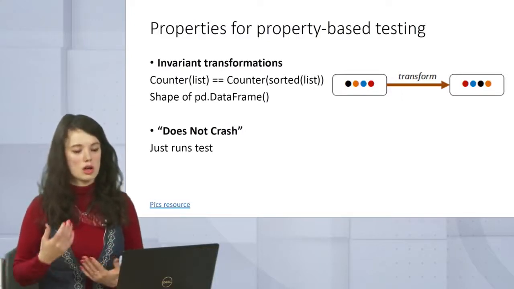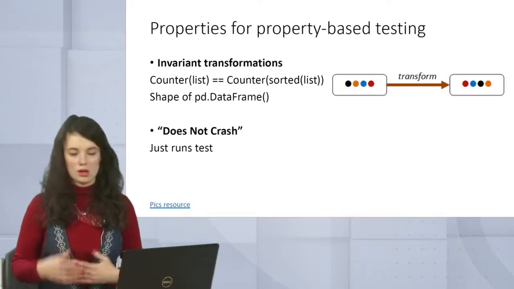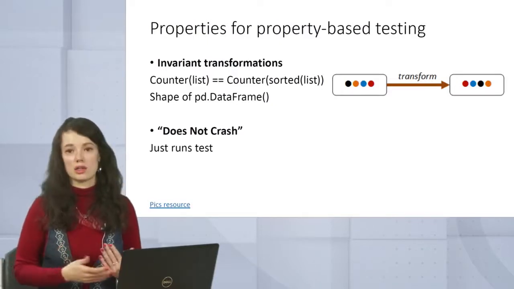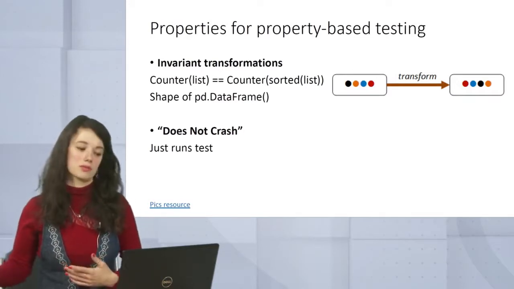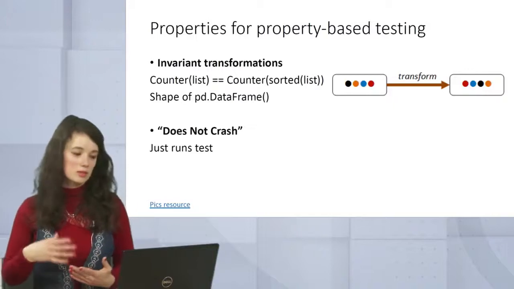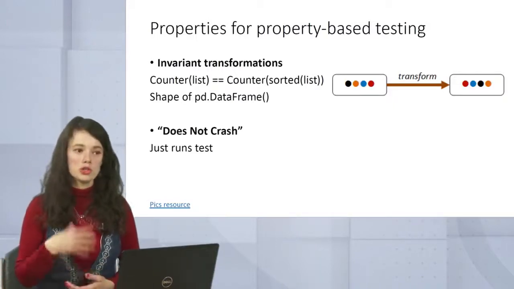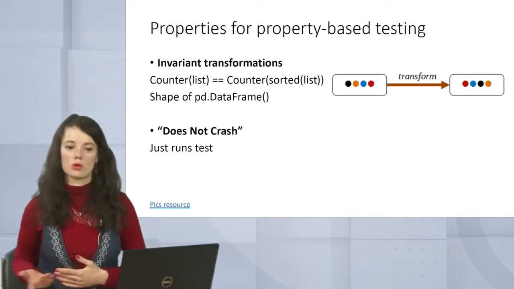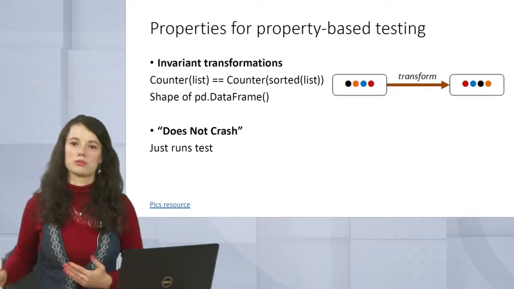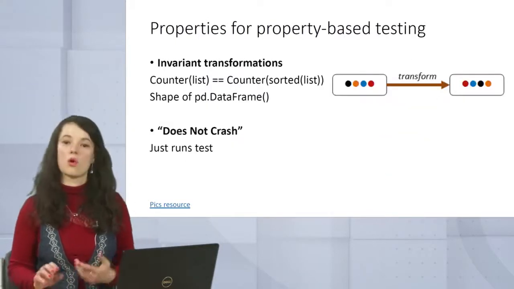And first property is invariant transformation. For example, when you're checking shape of data frame, from time to time, it's not changing. The other very easy strategy is does not crash. You just run your test, and there's no way to crash it only by inputting different data. It's nice for negative testing.